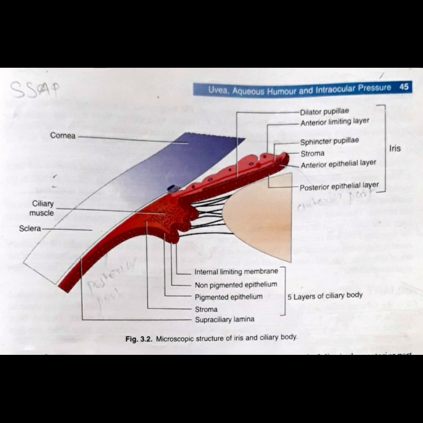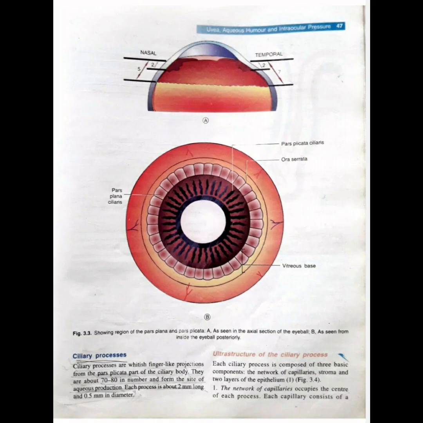Then comes the stroma of the ciliary body, which consists of connective tissue of collagen and fibroblasts. There are ciliary muscles, vascular stroma, nerves, pigment cells and other cells. So that is the stroma of the ciliary body. The main bulk of the ciliary body is its stroma. Then comes the layer of pigmented epithelium.